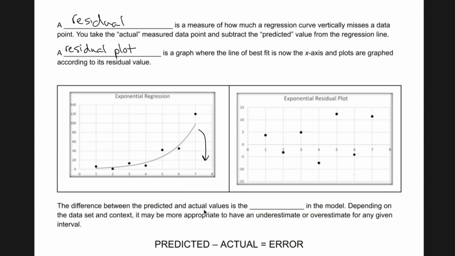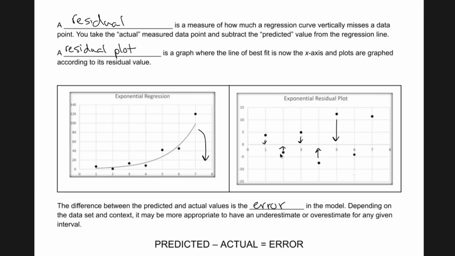The difference between the predicted and actual values of these is the error in the model. Depending on the data and the context, it may be more appropriate to have an underestimate or an overestimate for any given interval. So you have your line, and your line is your estimate versus the actual point. So the line is an underestimate of that. The line is an overestimate of that. The line is an underestimate. The line is an overestimate because it's above the point. The line is an underestimate because it's below the point, and so on and so forth.